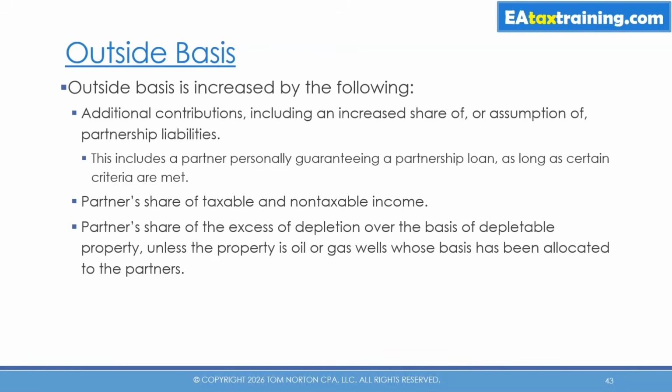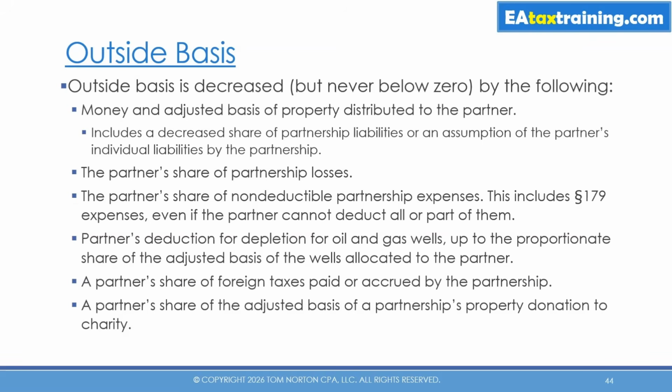And then finally, the partner's share of the excess of depletion over the basis of depletable property, unless the property is oil or gas wells whose basis has been allocated to the partners. So for the exam, just remember excess depletion increases outside basis. So then what decreases outside basis?